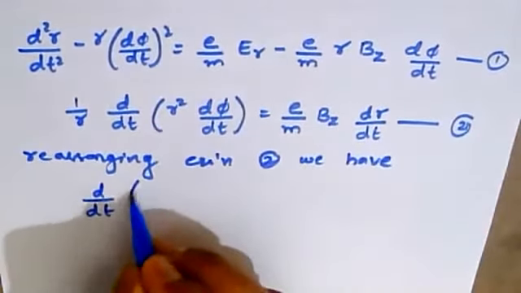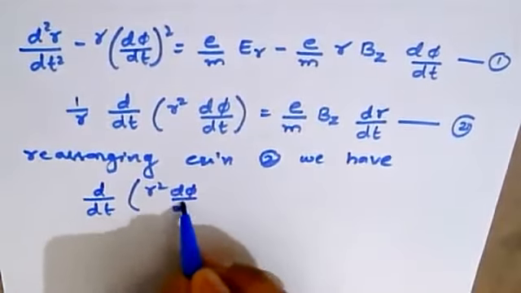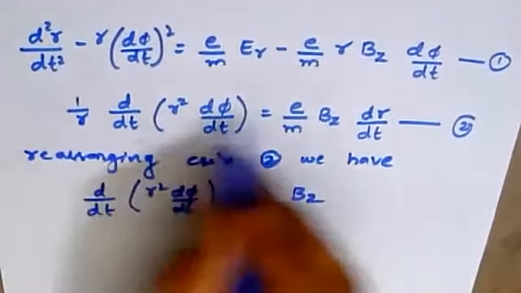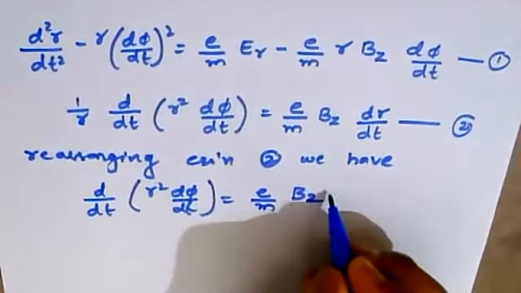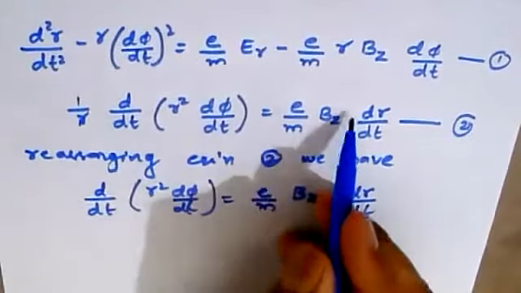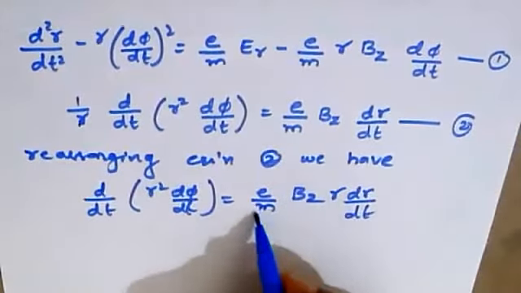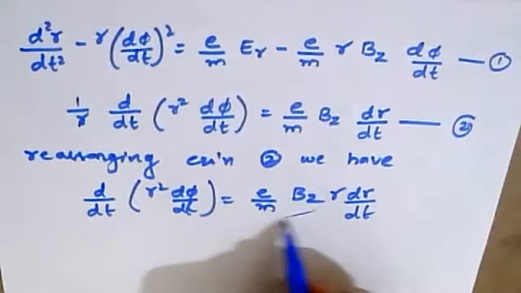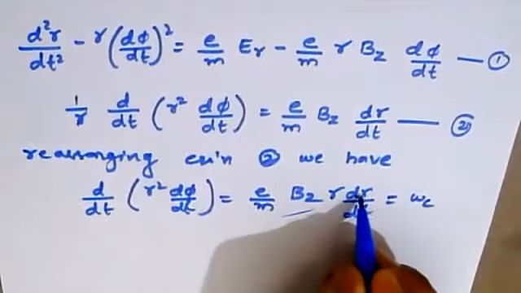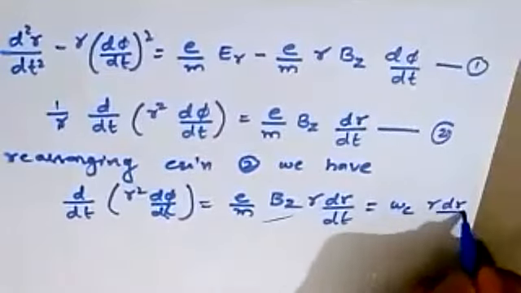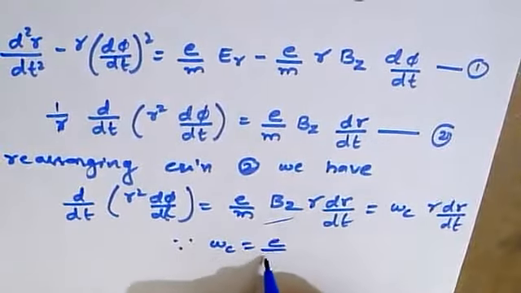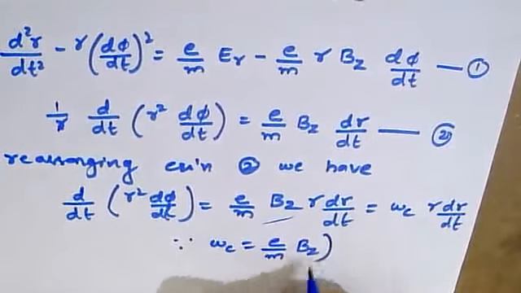The same I'm writing: d by dt of r square d phi by dt, which is equal to e by m Bz. I'm taking this r to this r over here, and it will be equal to r dr by dt. Now I have taken this r over here. Okay, and this entire term is approximated as the angular velocity omega c. So this entire term is taken as omega c, and r dr by dt I'm writing as it is, where omega c is equal to e by m Bz, approximated for simplicity.